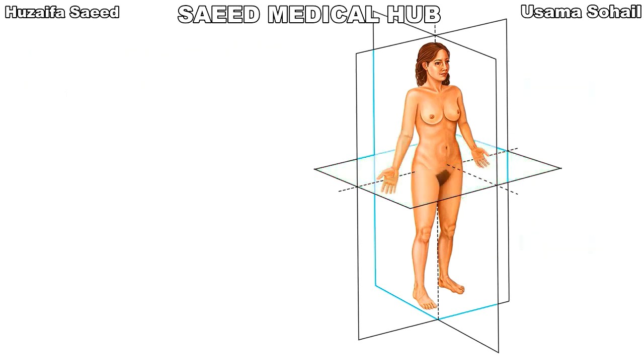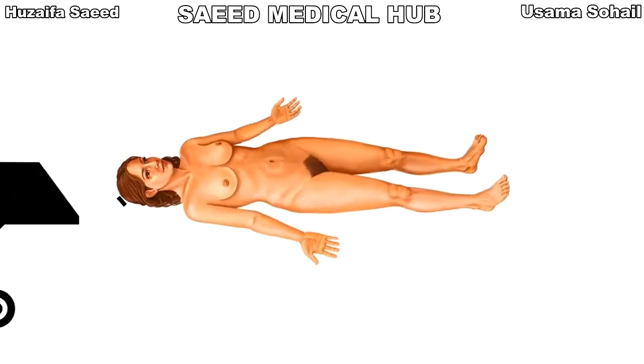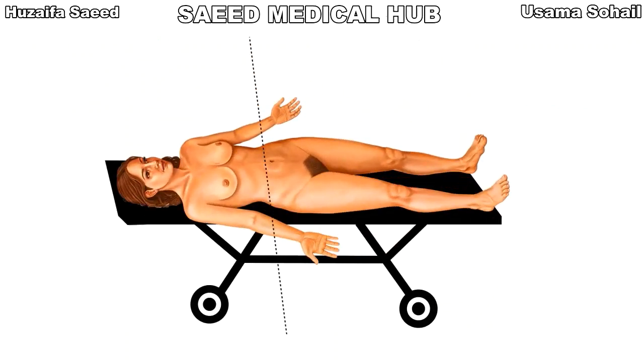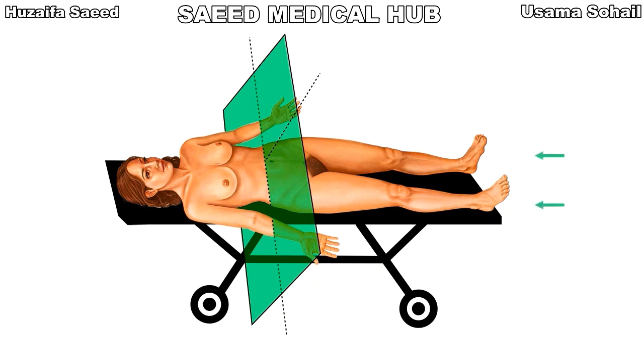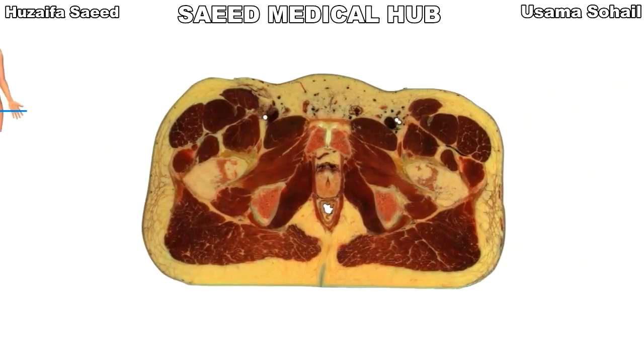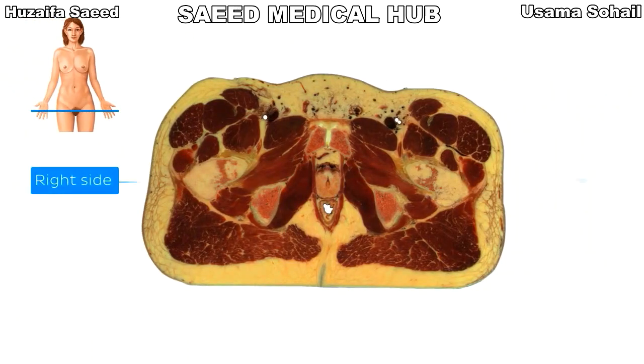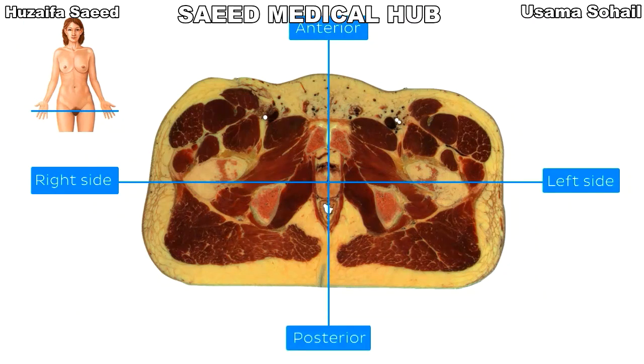In clinical anatomy, when we view CT or MRI scans and cross-sections of the body, we're viewing the image as if we're staring up from the patient's feet. So we have the right side of the body over here, the left side over here, the front or anterior side of the body over here, and the back or posterior side of the body just here.